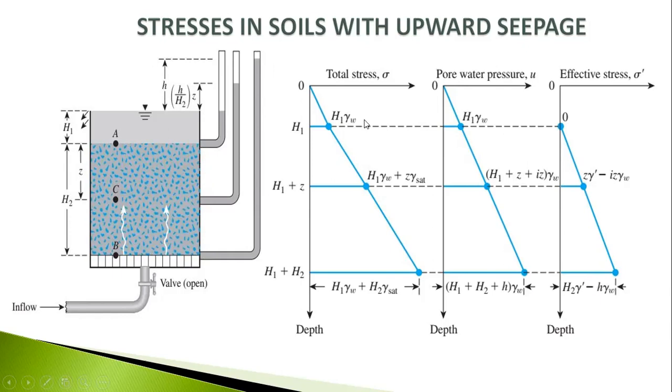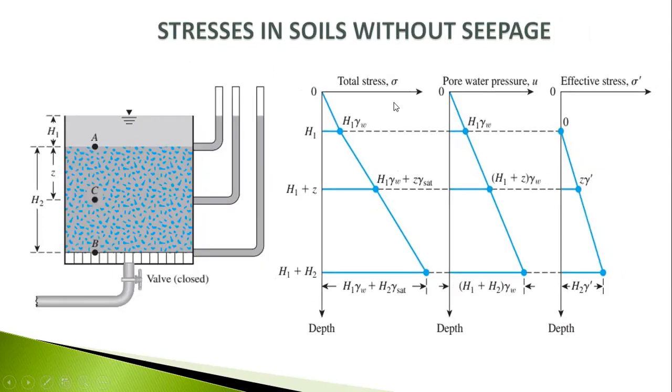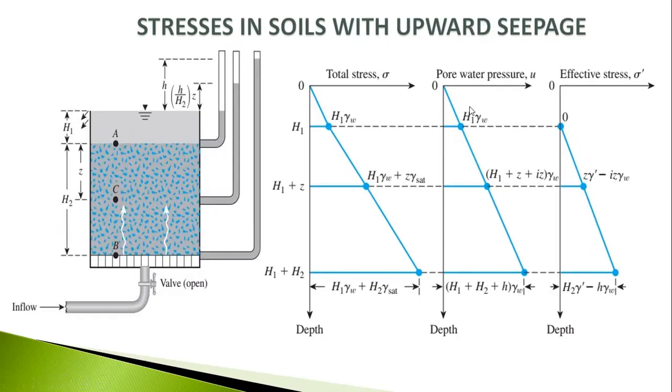See, this is the total stress. I'm not describing it, we already found it. The total stress is the same as described above, without seepage. This one and these ones are the same. So the change will be here, in the pore water pressure. In the pore water pressure we see for this portion H1 gamma W is also the same, but this portion is changed because the water height is changed at C point.